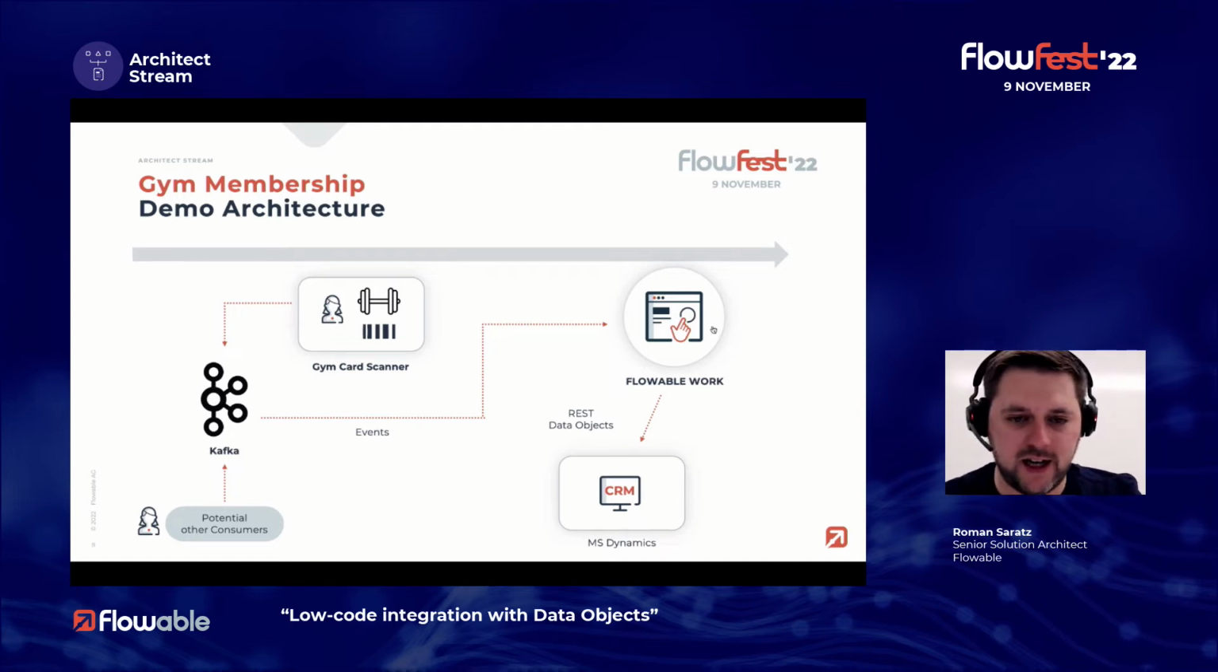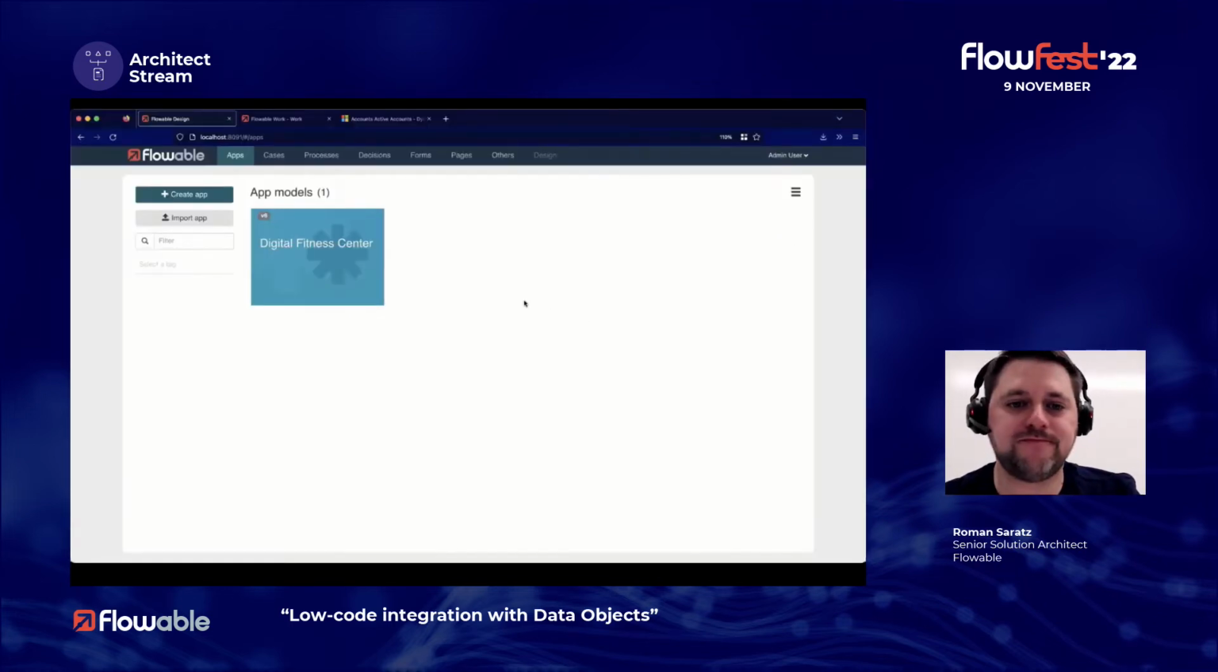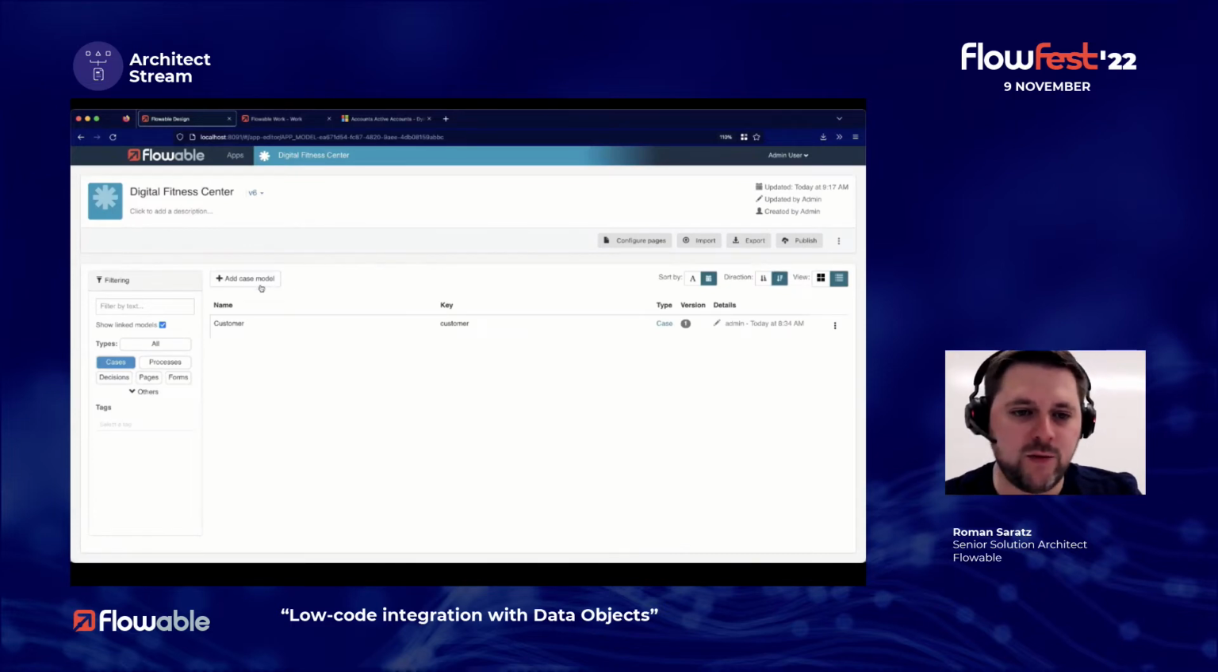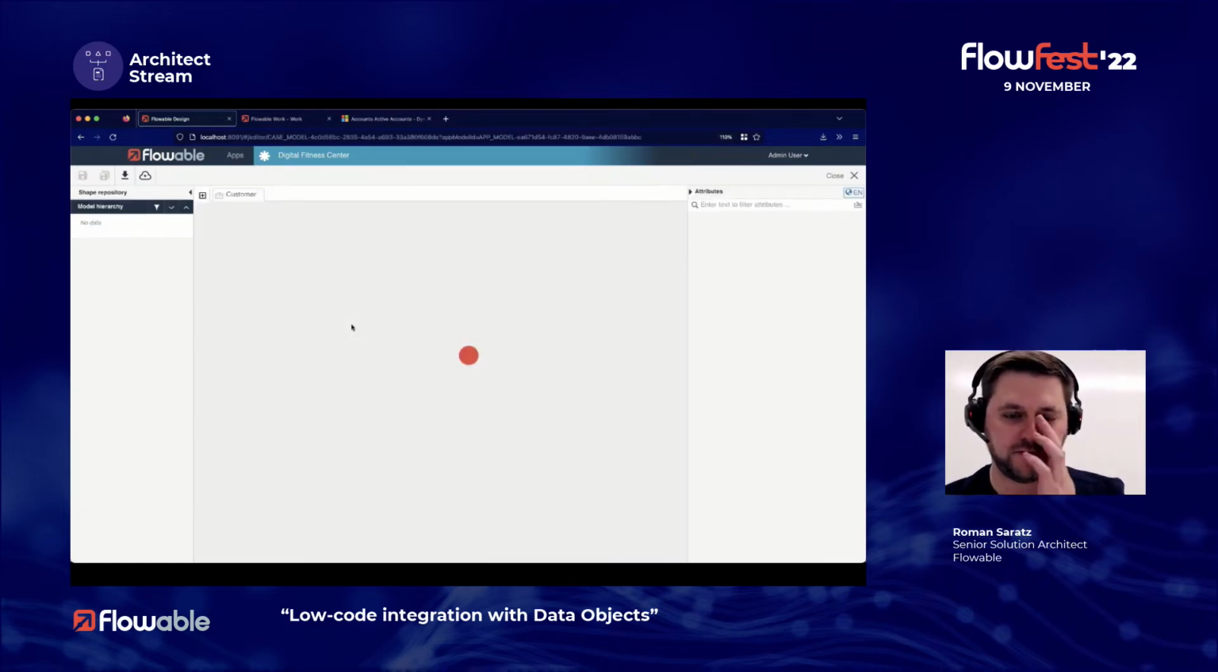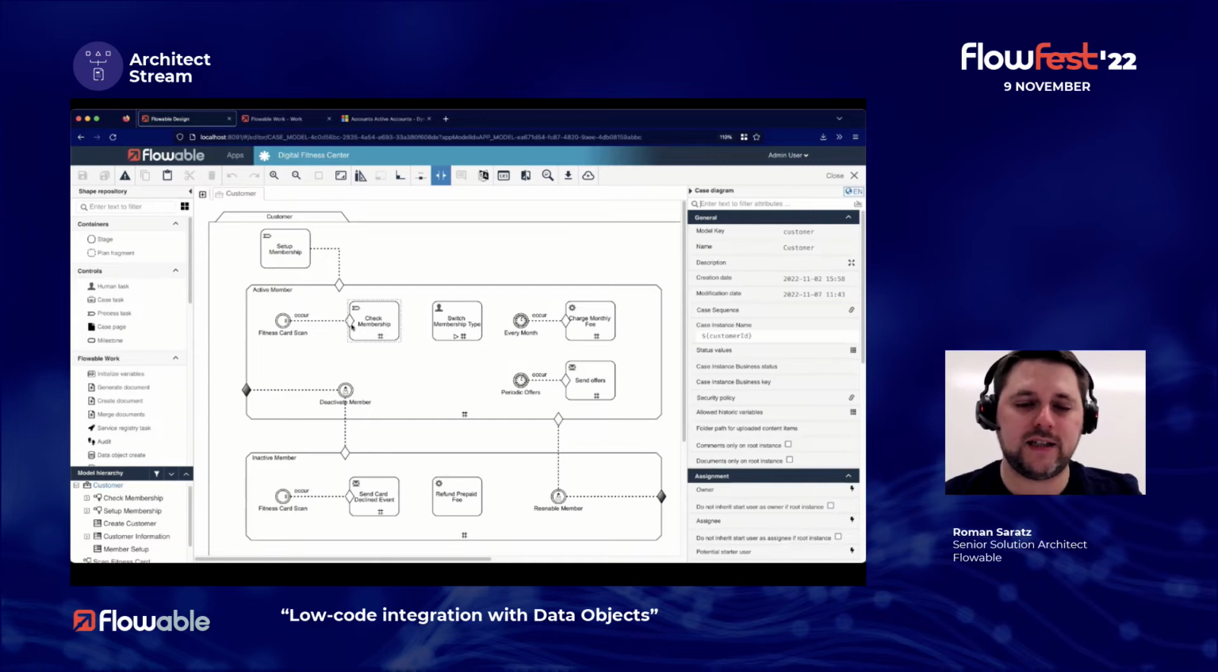So let's have a look at our app. I'm opening up this digital fitness center that we've created for this demo. In here, we have one main case, the customer case, that we'll now have a closer look at. When the case is created, this customer has a process that sets up the membership. We'll go into this right after. And we have two stages where we can manage active members and inactive members in our system.